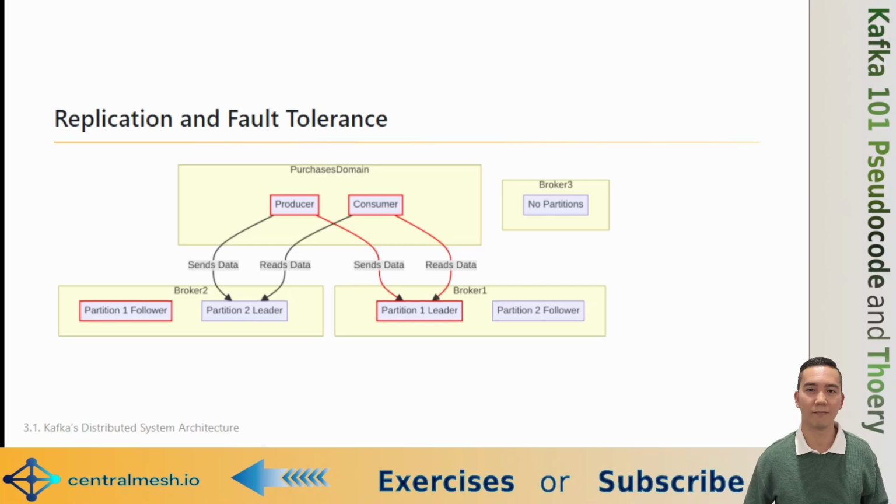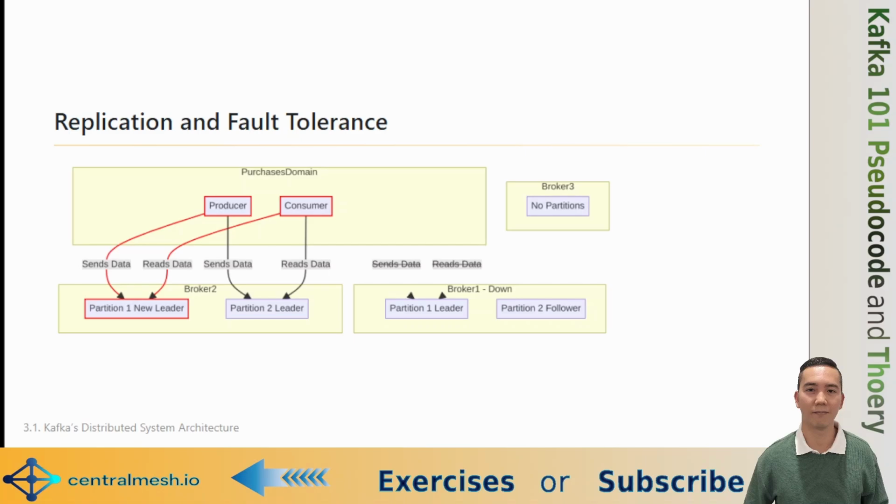Let's visualize the failover process when a leader goes down. In this scenario, broker 1 is active, serving as the leader for partition 1. However, broker 2 has a follower for partition 1, which ensures redundancy and fault tolerance. When the producer sends data to partition 1, it communicates with the leader on broker 1, while the consumer reads from the same leader. Meanwhile, broker 2 is prepared to take over as the leader if broker 1 fails.